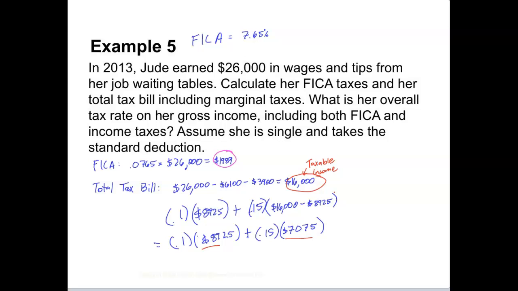So now I'm just going to pop this in the calculator, and we're going to get our final tax bill. So 0.1 times 8,925 plus 0.15 times 7,075. All right, and that's $1,953.75. So that's her total tax bill. Well, I should say this is her total marginal tax bill, or her income tax. Then if we add that to her FICA, if we add these two, we would end up with $3,943.